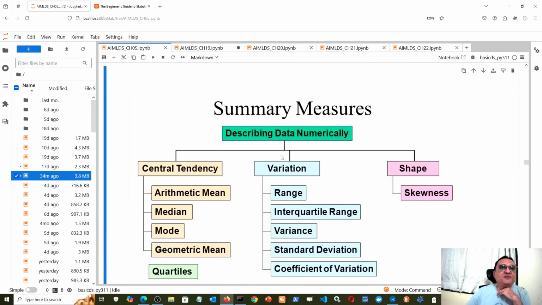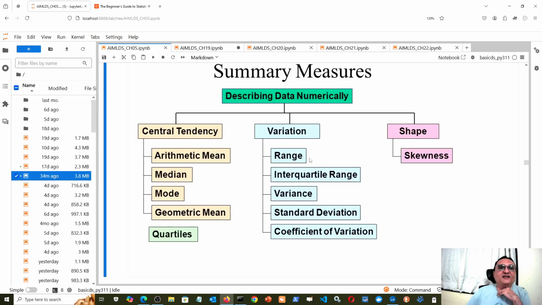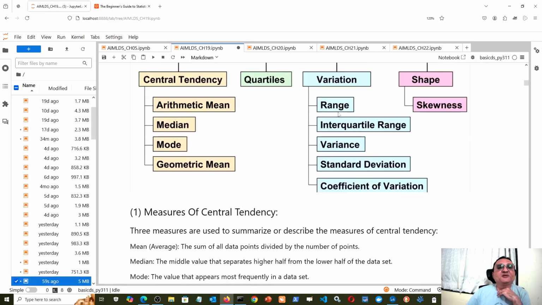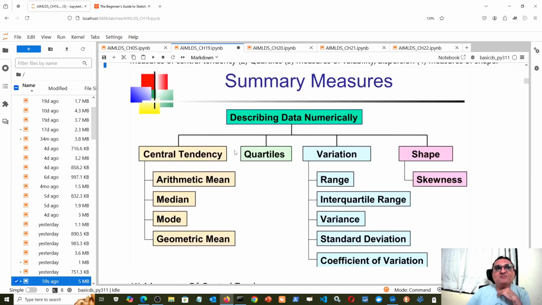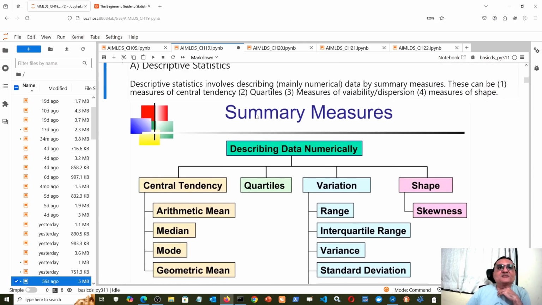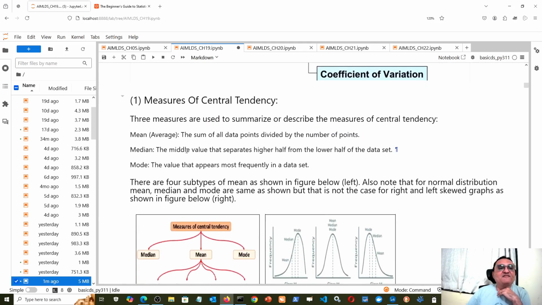Mean, median, mode, arithmetic mean, and all that, variation, range, interquartile range, variance, standard deviation, shape, skewness, and kurtosis. Here also the same thing: mean, median, mode, range, and interquartile. In fact, it is the same diagram also. Okay, so these are called summary measures. So let us try to understand, and we will go very quickly.